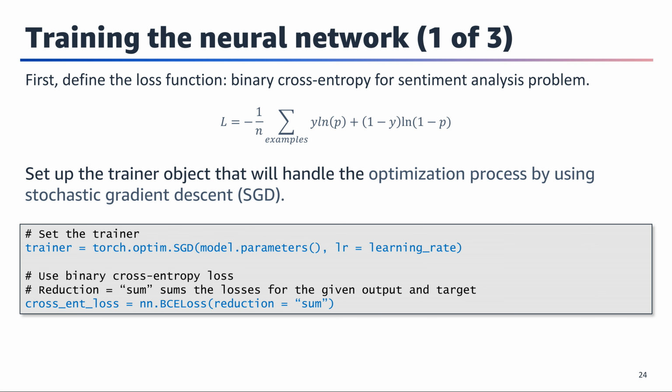Now that the network is initialized, it is time to train. First, define the loss function. Here we use binary cross entropy for the sentiment analysis problem. Then, set up the trainer object that will handle the optimization process by using stochastic gradient descent.